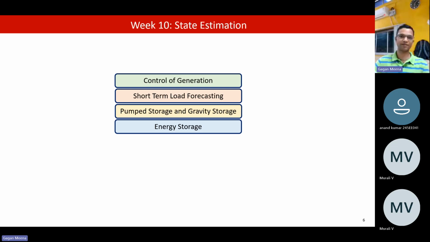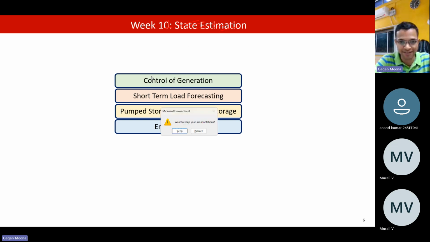So these are the topics which were discussed in week 10. I forgot to change this title. This should be week 11. Correct it now itself.